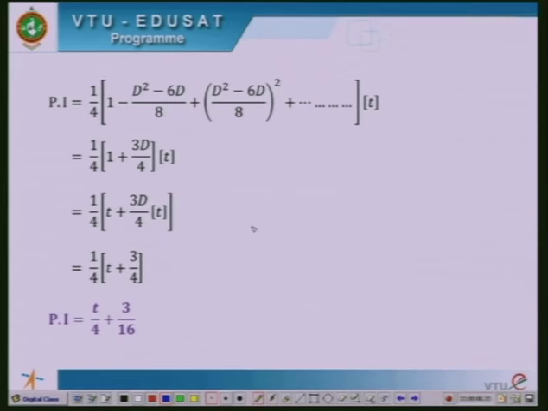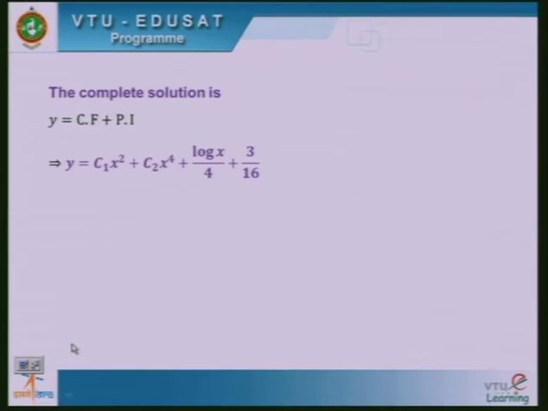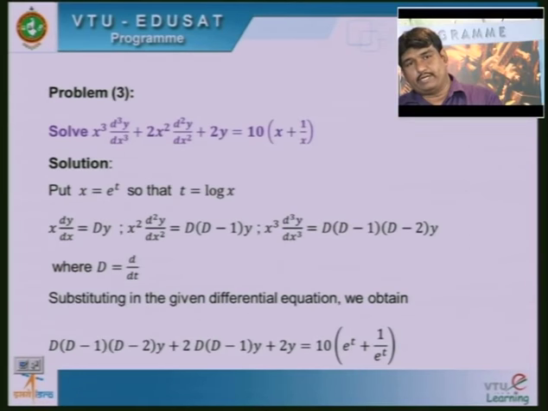Now, let us go to next problem. Complete solution I have written. Of course, I have converted t to log x, which is our assumption. Now, problem number 3. Solve x cube into d cube y by dx cube plus 2x square into dy by dx plus 2y equals to 10 into x plus 1 by x.